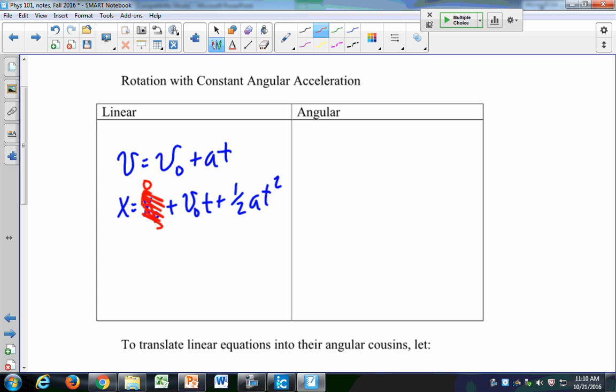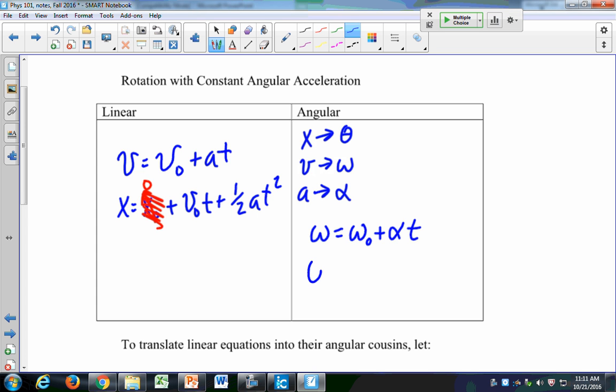So now we're going to make some substitutions. In fact, we could do the same derivation. We went through this derivation in Chapter 2, but I'm not going to do it here. We can say that now my x will become theta, my v will become omega, and my a will become alpha. And all those same equations will apply. So instead of v equals v naught plus at, I'll have omega equals omega naught plus alpha t. And I'll have theta equals theta naught plus omega naught t plus 1/2 alpha t squared.